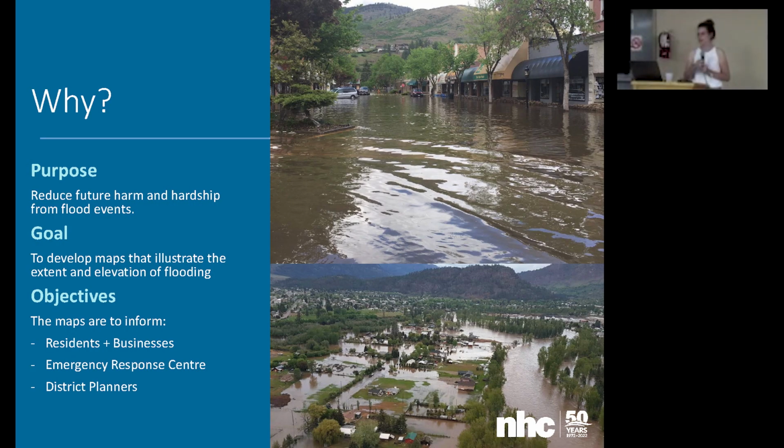There we go. So why do we make floodplain maps? The purpose is to reduce future harm and hardship from flood events. The project was initiated to reduce the risk of flooding, so this is to help everybody in the floodplain. We want to develop floodplain maps that illustrate the extent and the elevation of the floodplain to help determine what's suitable design flood and incorporate the most correct, or at least for the moment, channel and floodplain geometry and hydrology in the information.